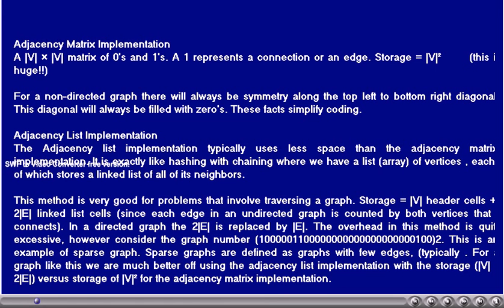In adjacency matrix representation, we have a matrix of size n by n, where n is the number of vertices or nodes in the graph. The ith row, jth column element of this matrix indicates how many edges there are between the ith node and jth node. The main advantage of this is ease of visualization.